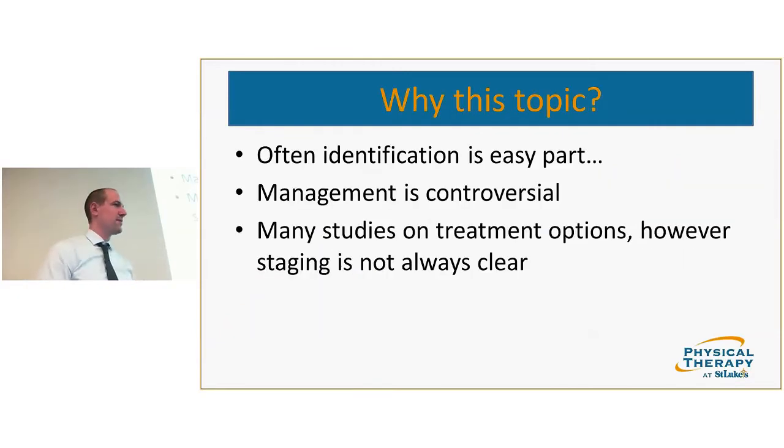So why this topic? Seeing it and doing identification on it is the easier part, because you'll see someone come in with very restricted shoulder motions, extremely painful. If they're in the proper age range, it should be somewhat higher on your list. But then the management does get to be a little controversial, because there are different studies saying if they do this, they'll have better outcomes. If they do this, they'll have better outcomes. So we'll just try to go through and make some sense of it so we have a little bit better picture.